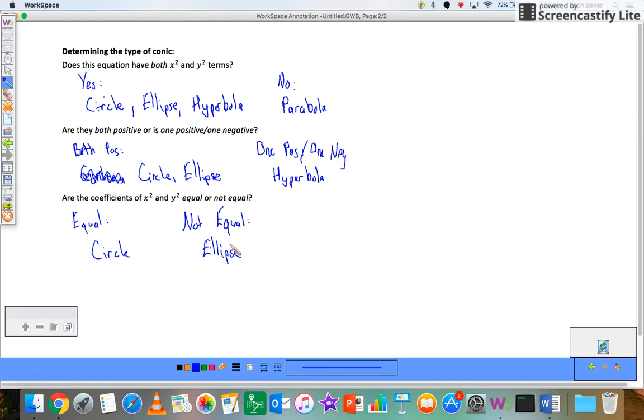So those are the three questions that we're going to ask for each and every one of these conics. We'll start with all four possibilities: circle, ellipse, hyperbola, and parabola, and just narrow ourselves down. Either it's a yes or no, they're both positive or one's negative, or equal or not equal. If we keep that same progression all the way through, we're going to have no problem trying to figure out these conics.